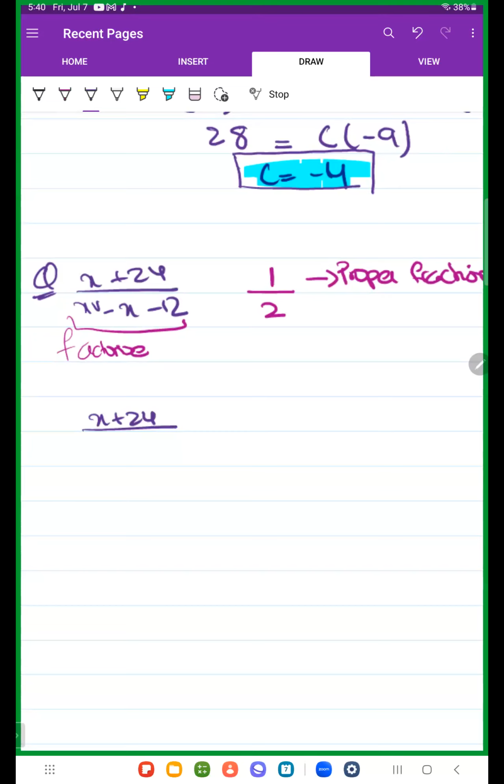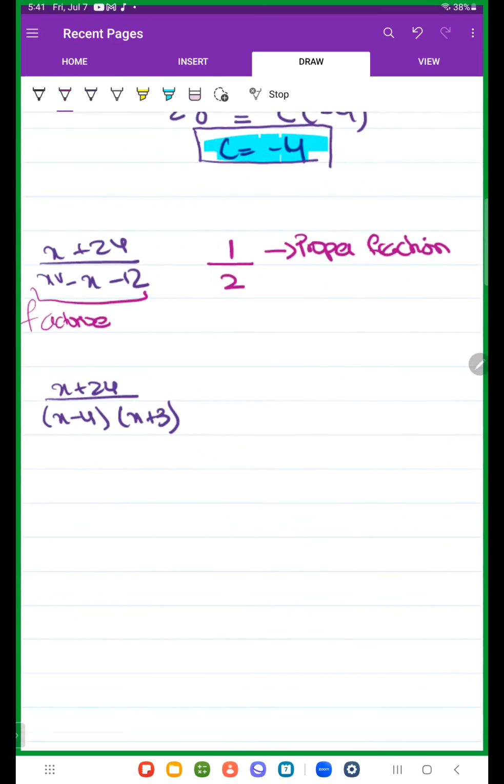4 and minus 3. Yes, 4 and minus 3. Anusha, I can't hear you properly. I got x as 4 and minus 3. Okay. Yes. So it will be x minus 4 and x plus 3. Now what do we do?